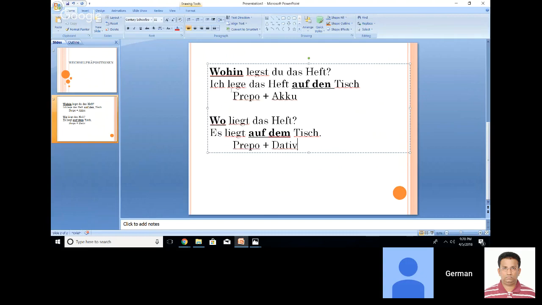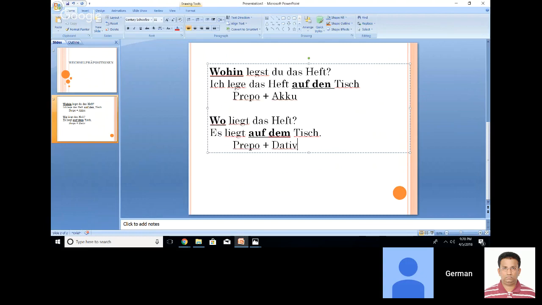Now, like I said, in accusative, there is an action being performed or there is a doer involved. Even in the question, you can see the difference. Legen takes accusative, liegen takes dative case. Legen is where are you keeping it? Wohin legst du das Heft? You are the doer. That's how a doer is involved. That's how we would understand that it is accusative case.